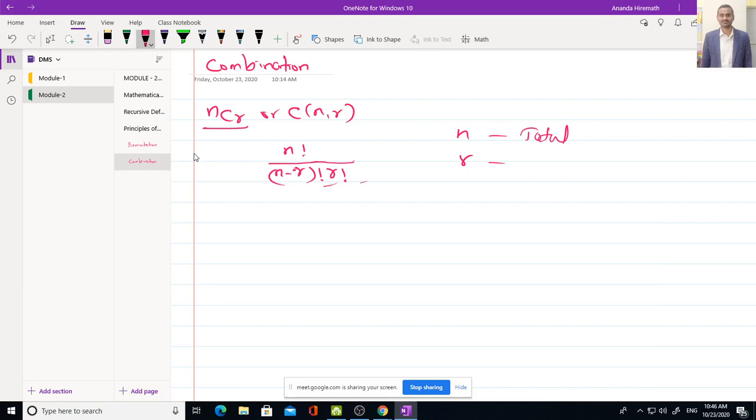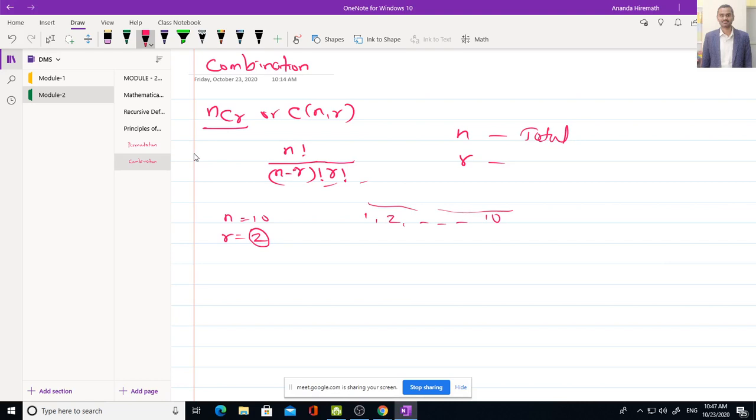Now let us assume that we have n objects. Let us assume that n is equal to 10, so it will be 1, 2, 3, and so on up to 10. These are the objects. Now r is equal to 2, let us say. It means that in every group I must take 2 elements out of these 10.